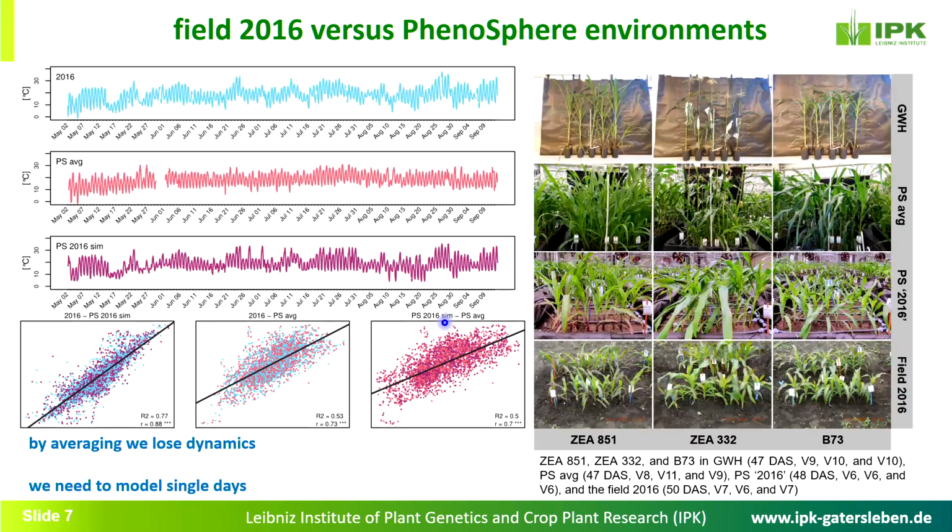And the effect of that becomes pretty clear if you look at the phenotypes. So you can see here the greenhouse, the average climate, the simulation of the year 2016, and here the field phenotype of the year 2016 of 3 genotypes. And these photos were taken around 47 to 50 days after sowing, so it's quite hard to synchronize 7 years of experiments. And what you can see by naked eye, is that these plants are basically all at the same days after sowing.